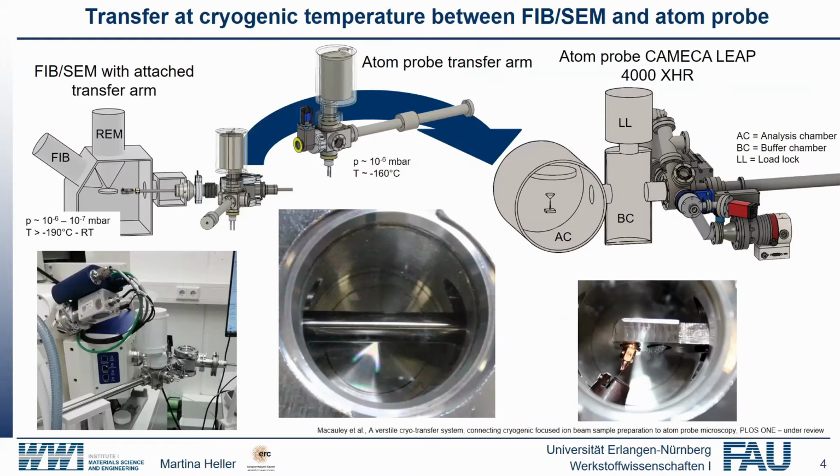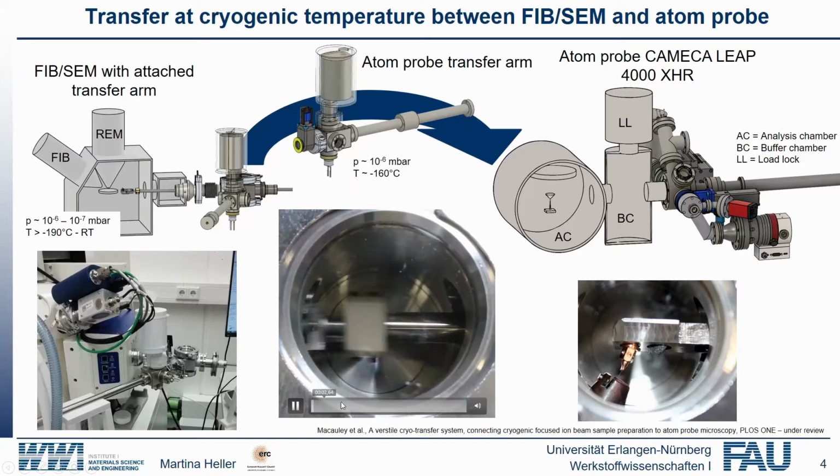Our transfer system connects the FIB-SEM with the atom probe. So you see here our FIB-SEM transfer arm, with which we are able to insert and retract samples on our cryostage inside the FIB-SEM. To this FIB-SEM transfer arm we can attach our atom probe transfer arm, which you can see here. The sample exchange you can see in this small video.